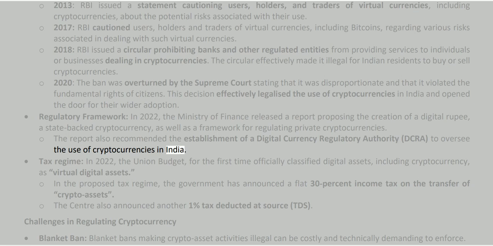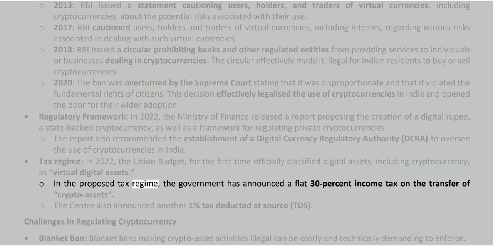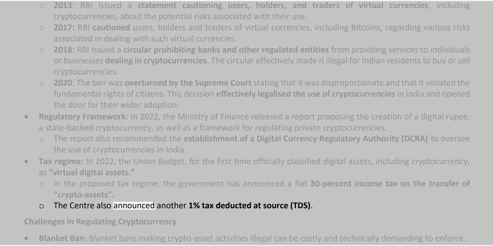Tax regime: In 2022, the Union Budget, for the first time, officially classified digital assets, including cryptocurrency, as virtual digital assets. In the proposed tax regime, the government has announced a flat 30% income tax on the transfer of crypto assets. The center also announced another 1% tax deducted at source, TDS.